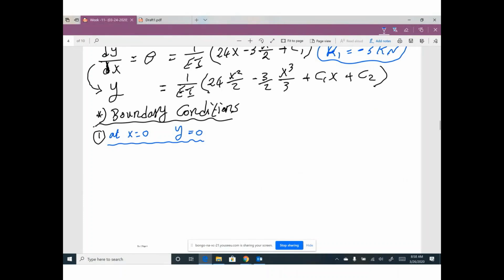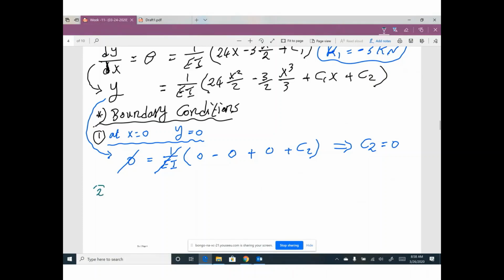Okay, where is the equation for Y? This is the equation of Y. Go ahead. Y equals 0 equals 1 over EI. Your distance x is 0, so 24 times x squared divided by 2 will be 0, minus 3 divided by 2 times x cubed divided by 3. Your x is 0, so this term will be 0, plus C1 times 0 will be 0, plus C2. Finally, I can cancel 1 over EI by 0. Finally, I can say C2 equals 0. Okay?